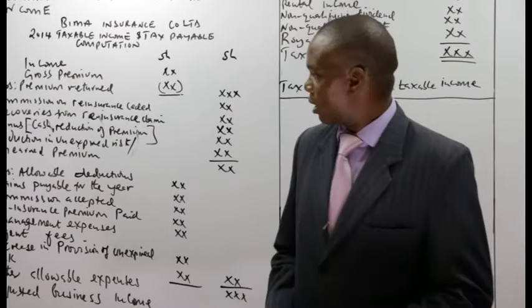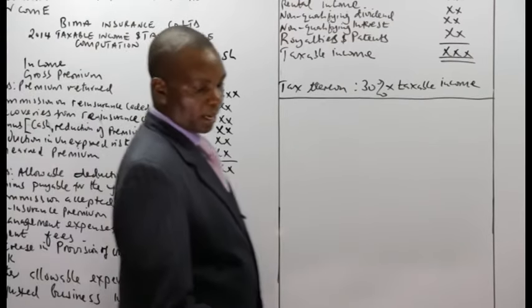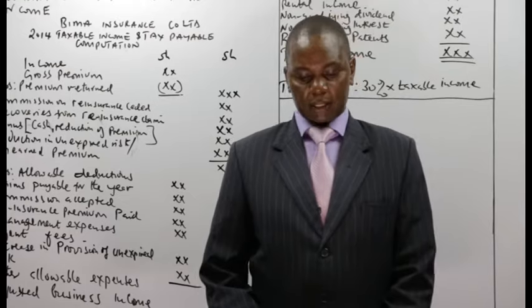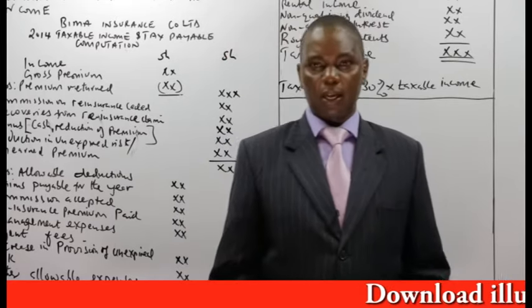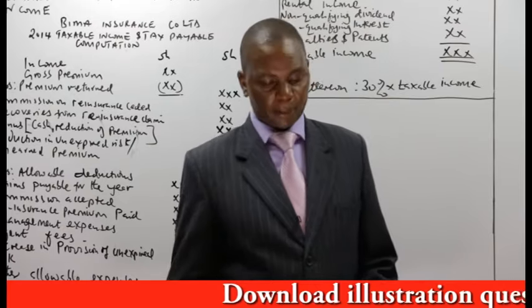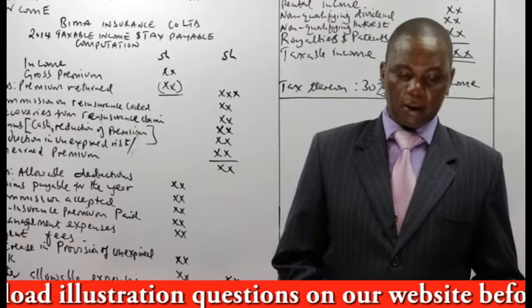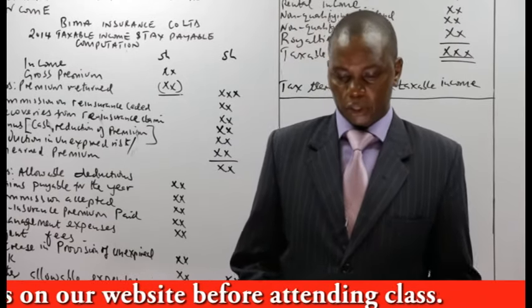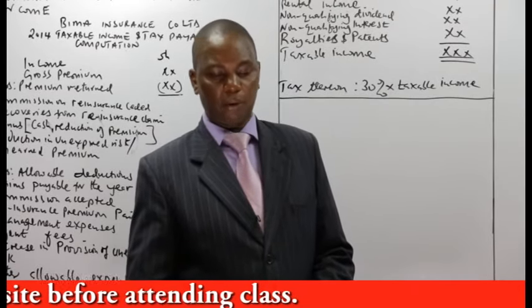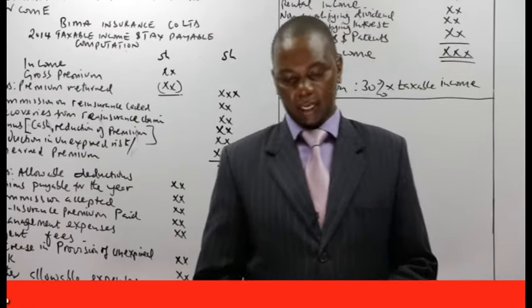Now, once we have the format of the computation of the taxable income of an insurance company, and we have understood the terminologies that are used in the computation of the taxable income, then we will use a specific illustration question on how to get the taxable income of an insurance company. In this specific question, we will use the question of June 2011, question number 3. And we will read through the question. Motor General Insurance Company Limited provided the following details with respect to the financial year ended 31st December 2010.